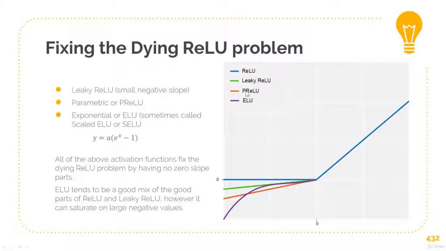What about PReLU? PReLU stands for parametric ReLU, and it is very similar to leaky ReLU. However, parametric ReLU has another parameter that can control the steepness of the slope. And ELU, which is exponential linear unit, has a negative portion that follows an exponential curve with these parameters here. So ELU tends to be a good mix of the good parts of ReLU and leaky ReLU. However, it can saturate on large negative values, as you can see here.